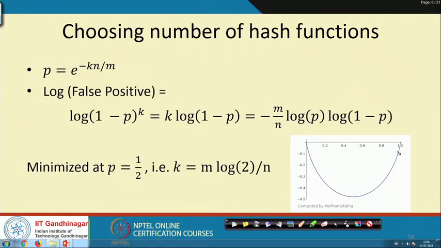It is very easy to see that this expression is minimized at the midpoint, that is at p equal to half. Okay. You should really take the derivative of this and set it to 0 and then check the second derivatives and so on, but I am just being lazy. So, this expression is minimized at p equal to half, which means that the optimal value of choosing p and therefore that of choosing k is really p equal to half, which means that k is m log 2 by n. So, here we are using the natural base for log.